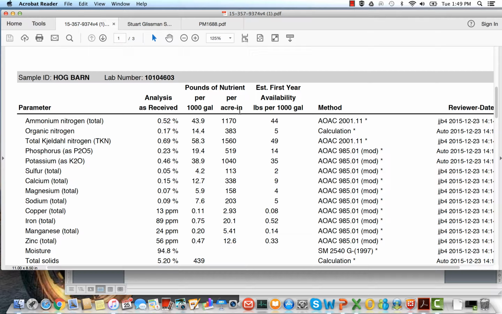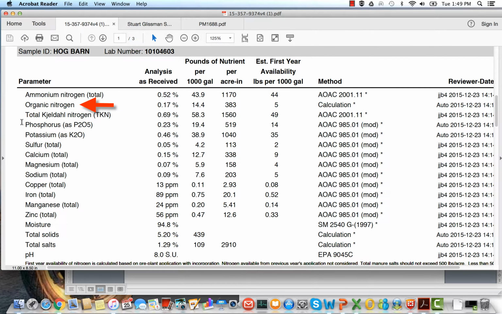So we've seen what the different columns are. Let's look at the rows. So row number 1 here, we've got ammonium nitrogen. So that's going to be the ammonia, the NH3, NH4 portion. Organic nitrogen, so this is really going to be everything else that's not ammonia or nitrate, so all of the nitrogen that's in the organic portion of the sample.